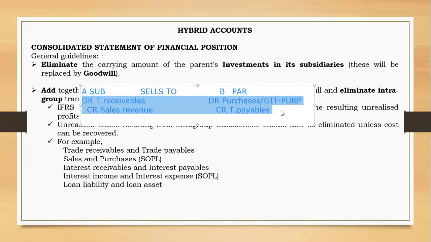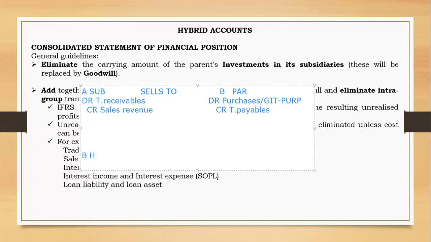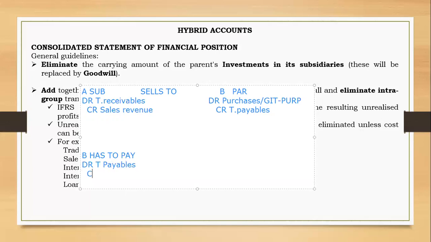But you could also have cash in transit. Cash in transit is the reverse. B has to pay. If B pays, that means they would extinguish the trade payables. So they would have to debit trade payables this way. And then B has paid cash, so they have credited cash this way.